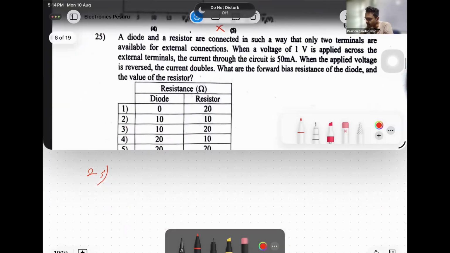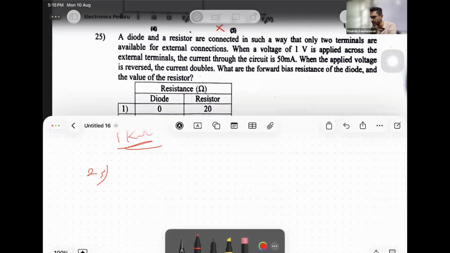A diode and a resistor are connected in such a way that only two terminals are available for external connections. When a voltage of 1 volt is applied across the external terminals, the current through the circuit is 50 milliamperes. When the applied voltage is reversed, the current doubles. If the current doubles, resistance should be halved, no? Then that is because of the diode, which means the diode should be forward biased in the next case. Then only it can be halved, right?